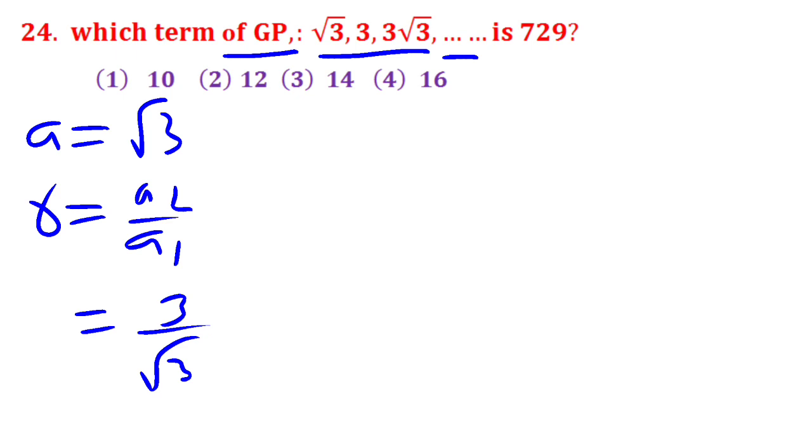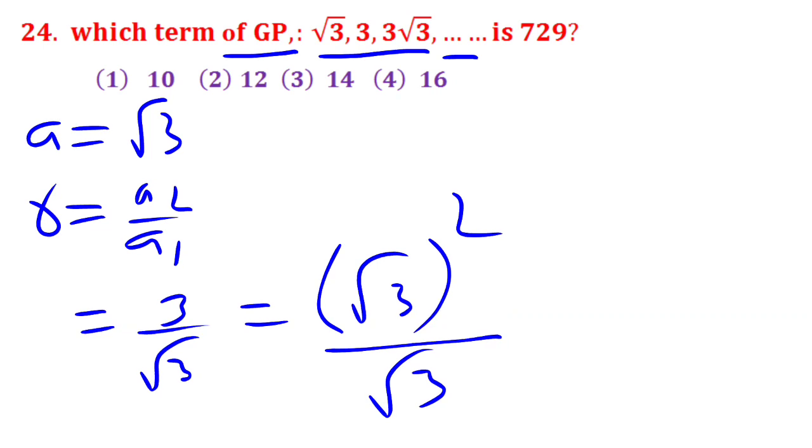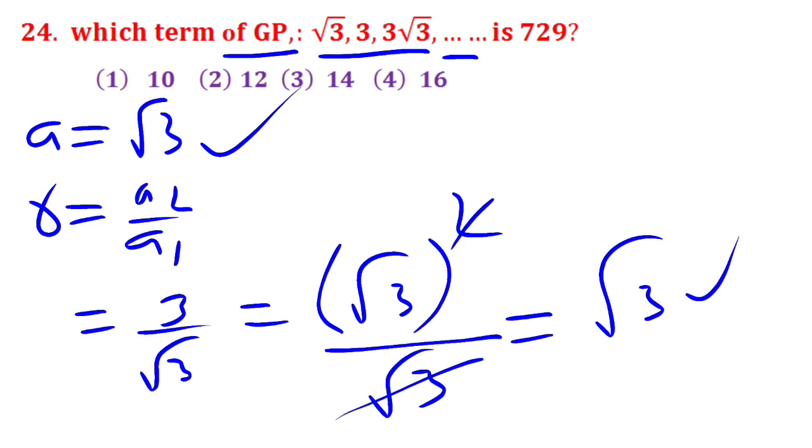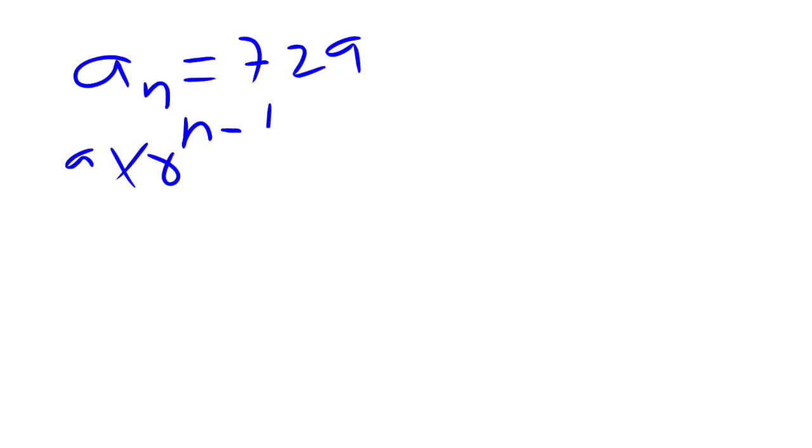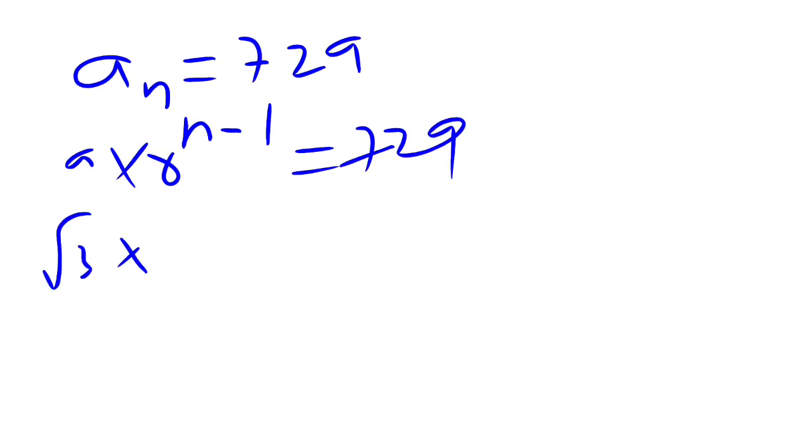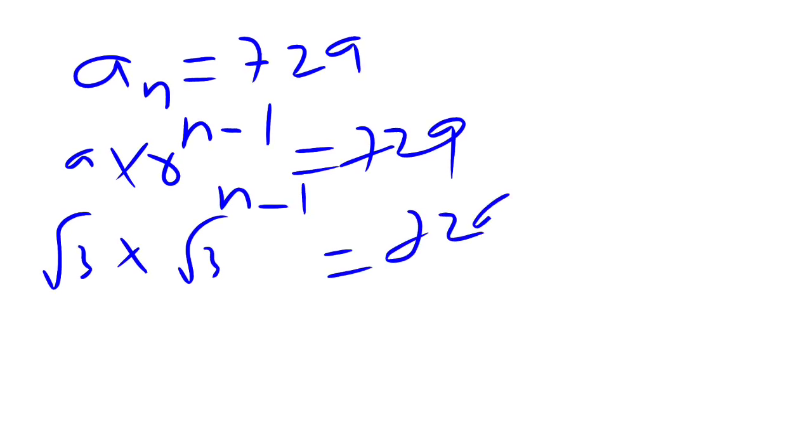Here we have to simplify. How to simplify? 3 I am writing as root 3 whole square, because a square root will get cancelled by root 3. Root 3 square cancel, it is equal to root 3. A value root 3, r value root 3. So which term of the GP is 729? It means we need to equate 729 to the nth term. So a into r to the power of n minus 1 equals 729. So a value root 3 and r value also root 3. So root 3 into root 3 to the power of n minus 1 equals 729.